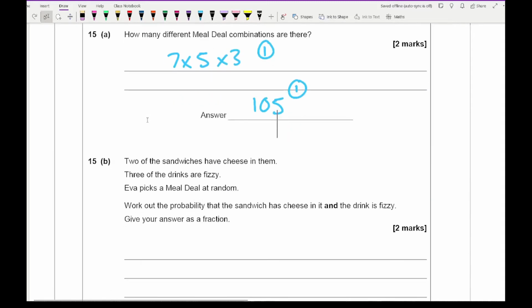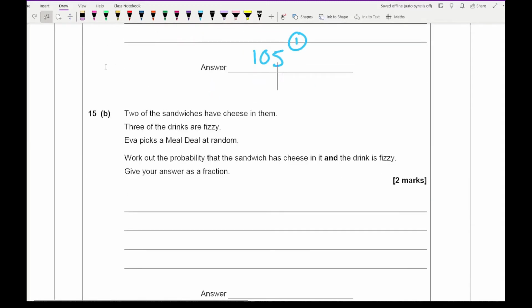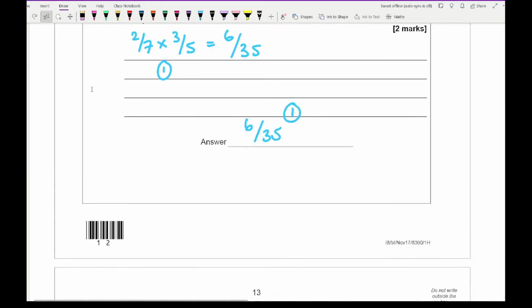You get 1 mark for those two. And then for question 15b, it says 2 sandwiches have cheese in them, 3 drinks are fizzy. Either picks a meal deal at random. Write down the probability that a sandwich has cheese in it and a drink is fizzy. Give your answer as a fraction. So here we've got 2 out of 7 sandwiches, and 3 out of 5 drink options. I would say you get 1 mark for that, and then we get 6 over 35. That can't be simplified, so that is my final answer.